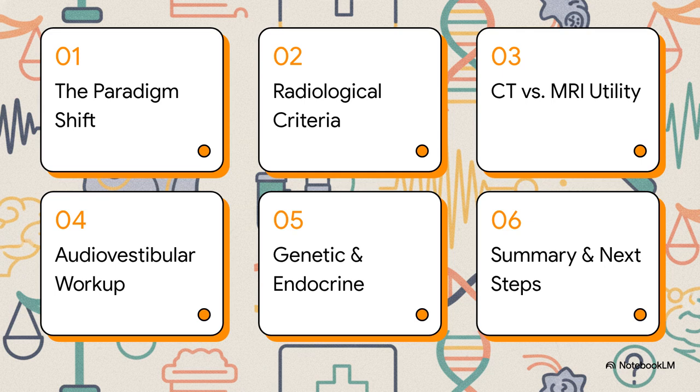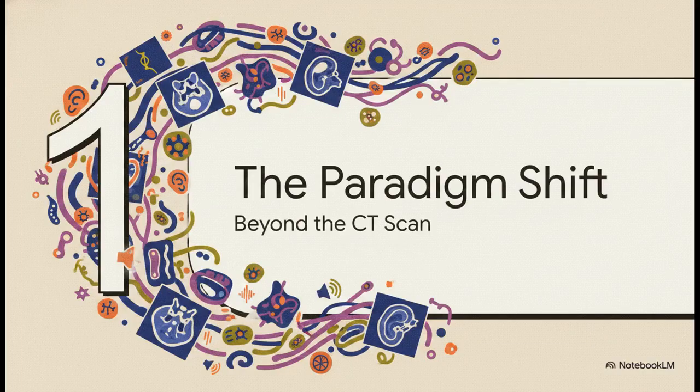We're talking about a condition where precise identification literally prevents serious long-term developmental and systemic consequences. Okay, let's look at our clinical roadmap. We're going to start with a paradigm shift in diagnosing EVA, look at specific radiological criteria, and compare CT versus MRI utility. From there, we'll unpack the audiovestibular workup, detail the genetic and endocrine protocols, and wrap things up with our next steps.